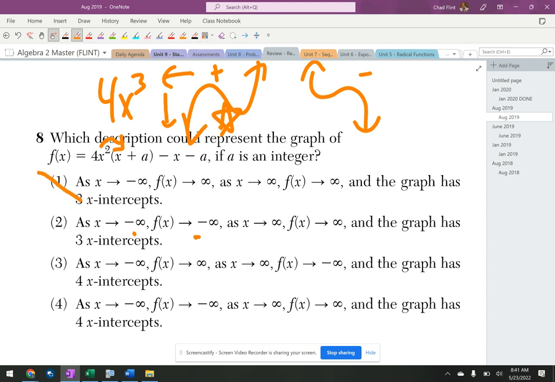This one says it's approaching positive infinity, so it's not that one, and so does that one. All right. And then it says as x approaches negative infinity, so everything else is good, and it says how many intercepts it has. All right. 4 x intercepts. It shouldn't be able to have 4 x intercepts. So I'm going to go with this, and I'm trying to think if a is an integer.